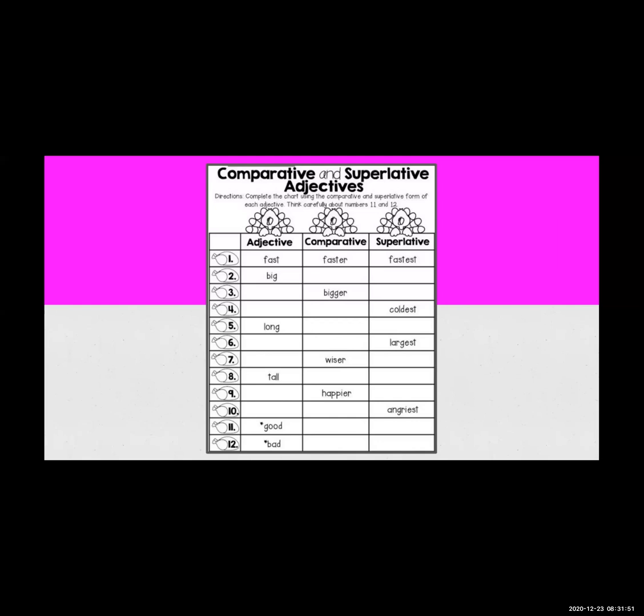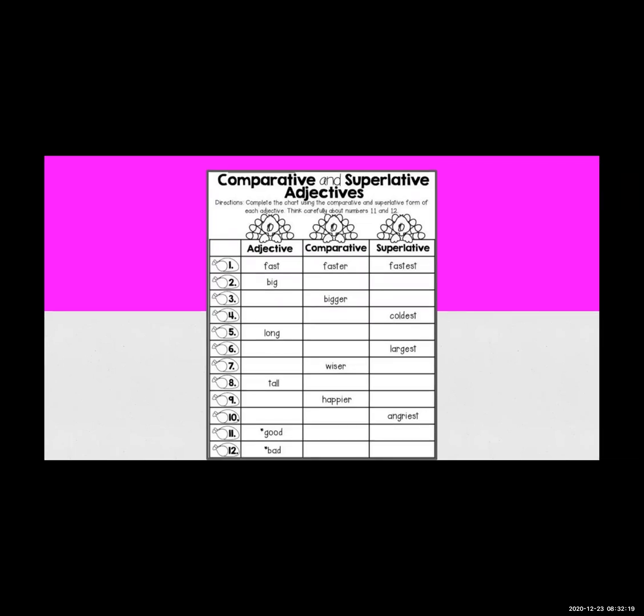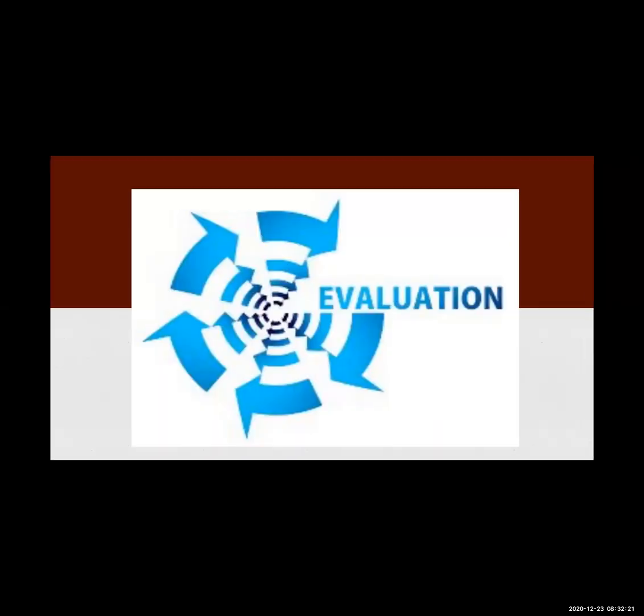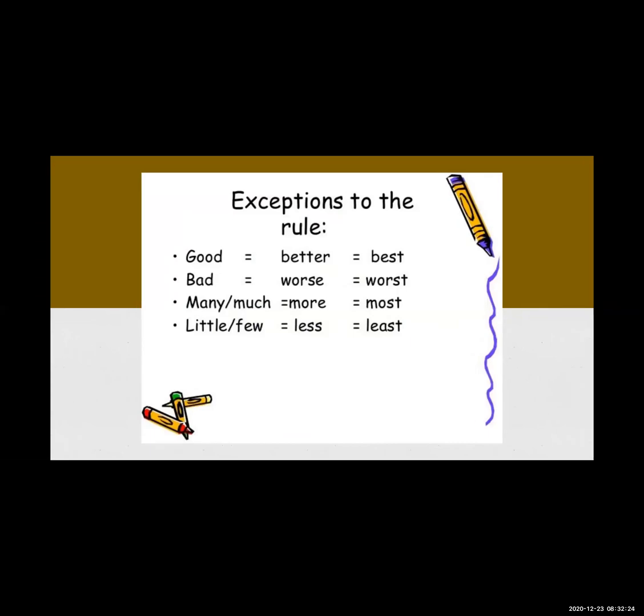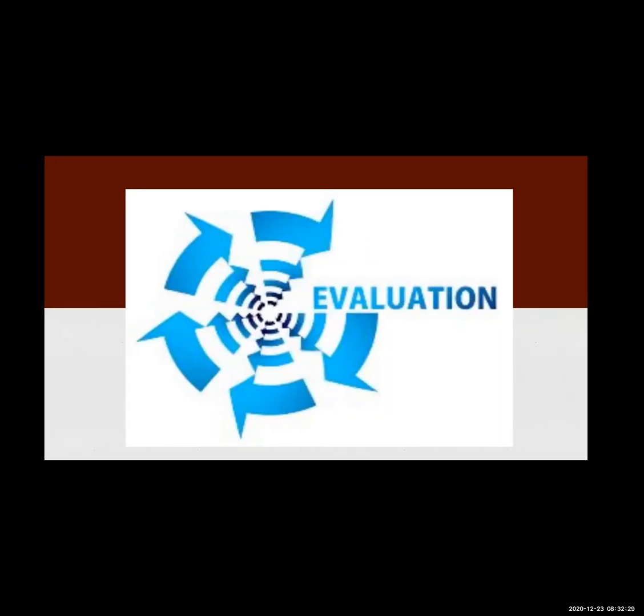Now simply the 11th and 12th one, good and bad, as we have already seen. Because of that they have said we cannot do good, gooder, goodest, or bad, badder, baddest. This is wrong. We have to do good, better, best. Bad will become worse and worst. Yes, as we have already seen in the exception rule. Should I show you the exception rule again? In the exception rule we have already seen, good became better and best, bad became worse and worst. So that is why I am telling you again.